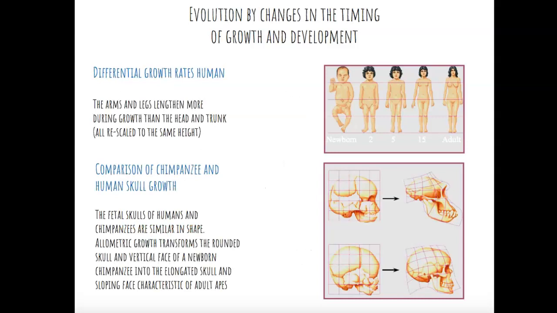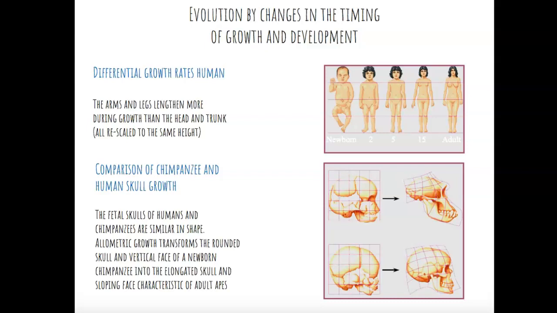So a good example of differential growth rates occurs in humans. If we think about the proportions of a newborn baby, the head is the largest part of its body comparatively. A newborn's head is a fourth of its body size. By the time you get to an adult, your head is about an eighth of your body size. And so your limbs are growing quite a bit faster than your head and your trunk during development.